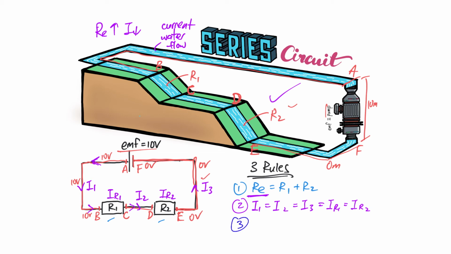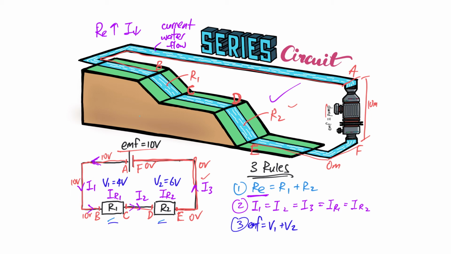The third rule is about potential difference. For a series circuit, the rule is the sum of potential difference across all the components in series must be equal to the EMF. In other words, for example, the potential difference across R1, let it be V1, and let's say it's 4 volt. That means the potential difference across R2, let it be V2, has to be 6 volt, because the sum of potential difference of the components in series, that means V1 plus V2, has to be equal to the EMF of the circuit, no more, no less.